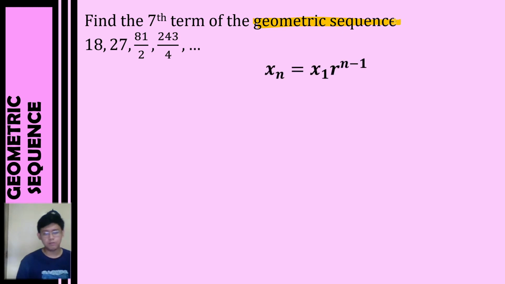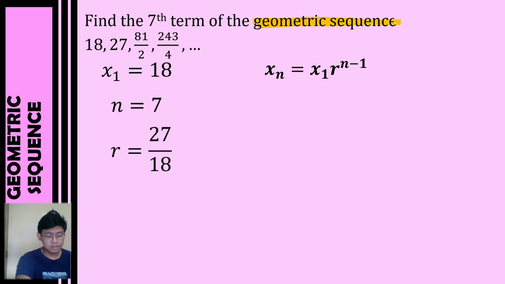We're going to use the formula x sub n is equal to x sub 1 times r raised to n minus 1. Now, let's identify our given. We need our first term, which is 18. Our number of terms, which is 7. And our common ratio. To get our common ratio, second term divided by our first term. So 27 divided by 18. Let's simplify this. It will give us 3/2. So this will be our common ratio.